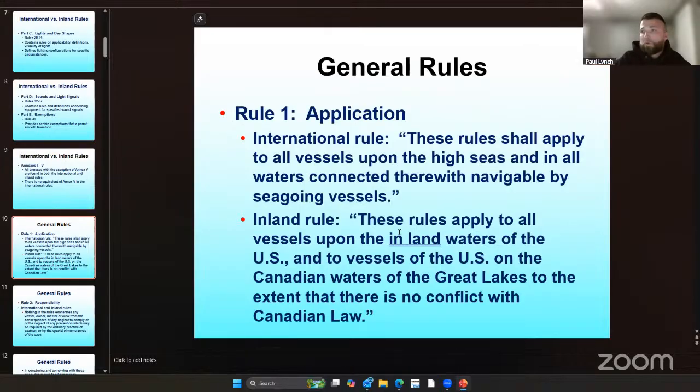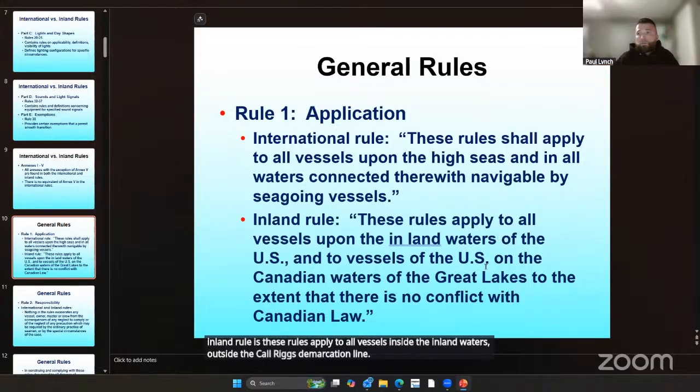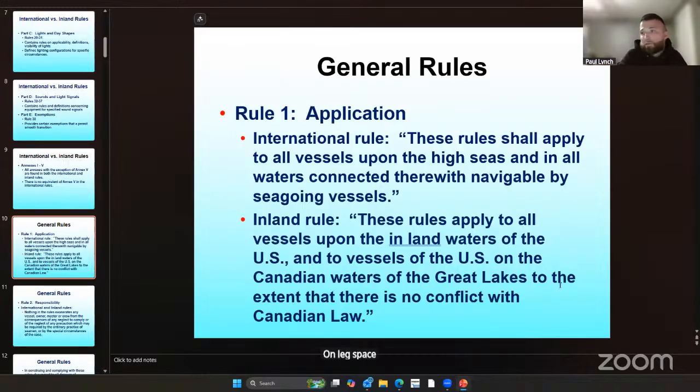Inland rule is these rules apply to all vessels inside the inland waters outside the COLREGS demarcation line, on Lake Champlain as long as they don't interfere with Canadian law.